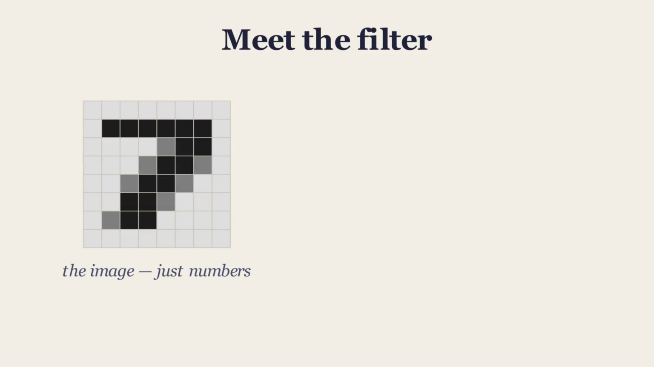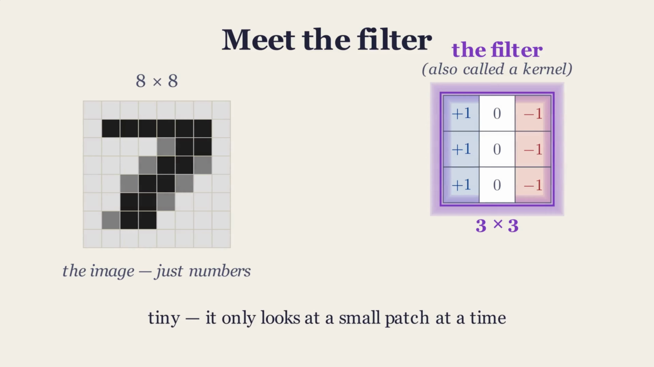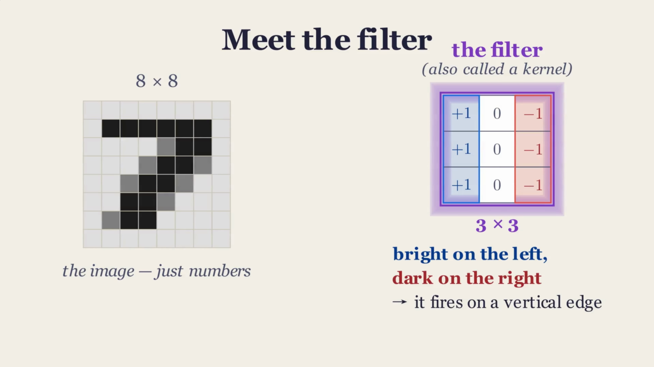So, how do we find patterns hidden inside all these numbers? We use a filter, also called a kernel. A filter is just a tiny grid of numbers of its own, and it's much smaller than the image. Ours is only 3 by 3, while the image is 8 by 8. Because it's so small, it can only look at a little patch at a time, and the values inside it decide what it's hunting for.